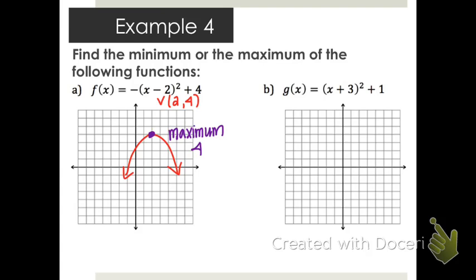Let's look at this graph on the right, graph B. We have a vertex at negative 3, positive 1. So negative 3, up 1. I see that my a is positive, so I know that my graph is going to do something like this. It doesn't need to be an exact drawing if they're just asking for the maximum or minimum. And since my a is positive, I know that my vertex is the lowest point on my graph, which means I have a minimum at my y value, which is 1.